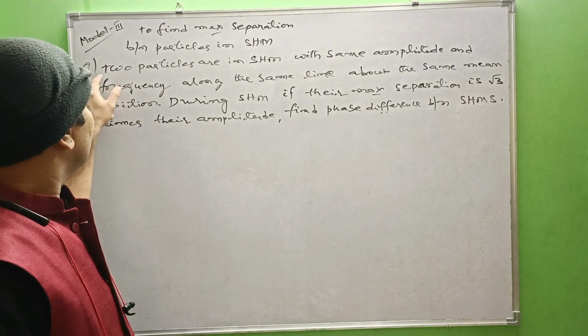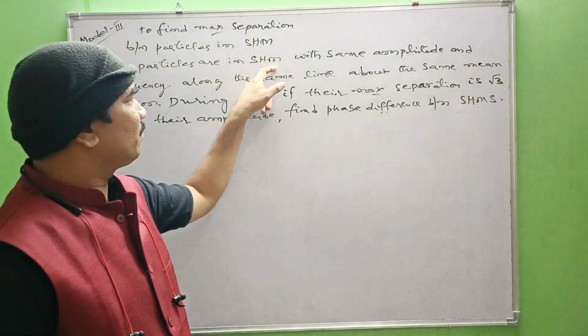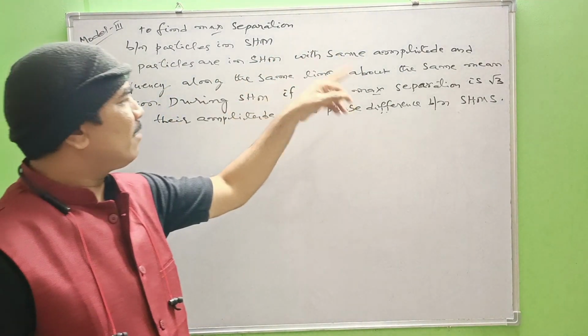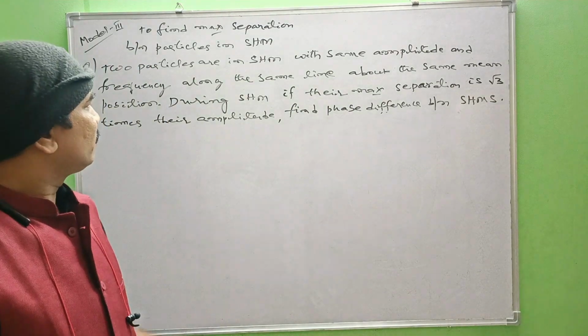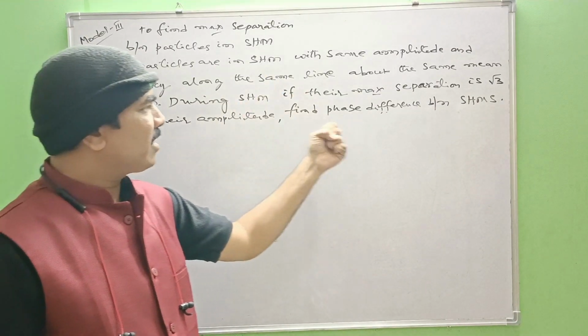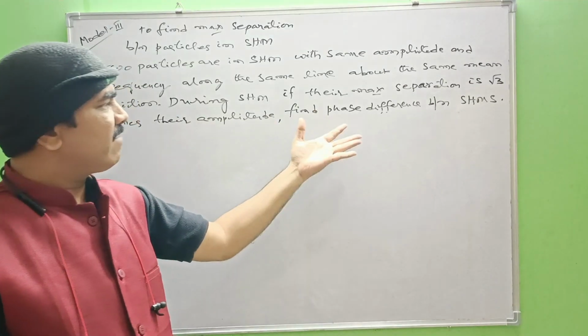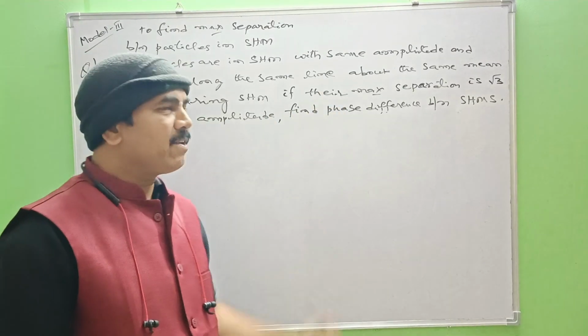So the question: two particles are in SHM with the same amplitude and same frequency along the same line about the same mean position. During SHM, if their maximum separation is root 3 times their amplitude, find the phase difference between the SHMs. So this is the given question.